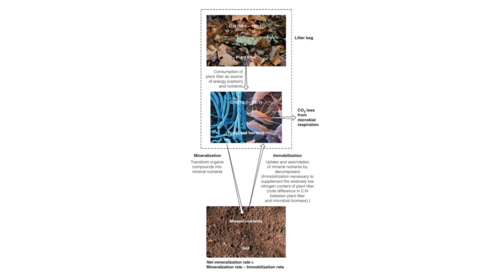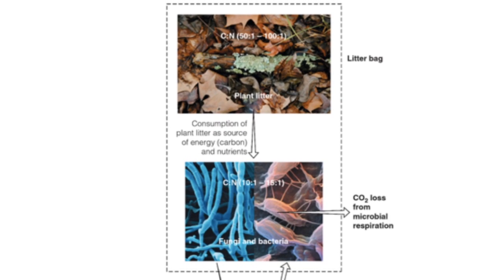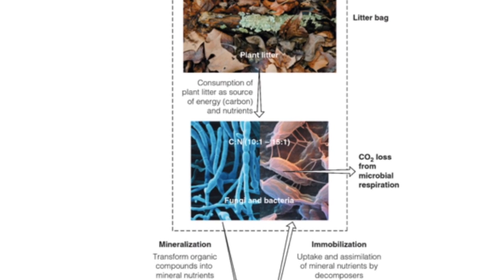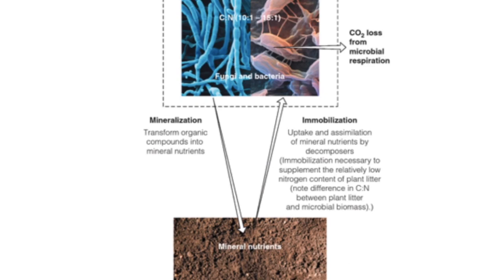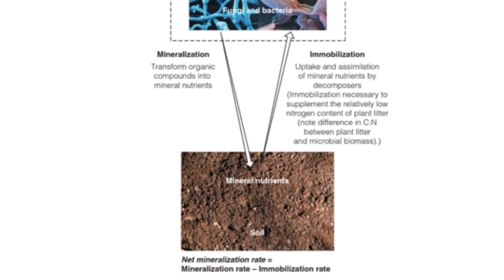This is a diagram illustrating the exchanges between litter bag and the soil in a standard litter bag experiment used to quantify the process of decomposition. Decomposer organisms like bacteria and fungi colonize the plant litter. As litter is consumed, a significant proportion of carbon is respired, and nutrients found in organic matter are mineralized and released to the soil. To convert plant carbon to microbial biomass, mineral nutrients are taken up in the process of immobilization.